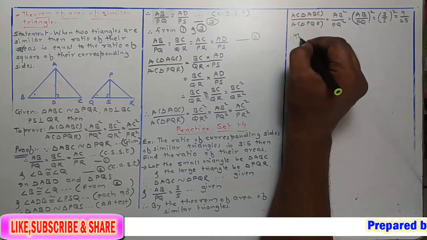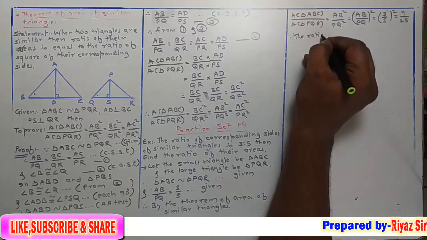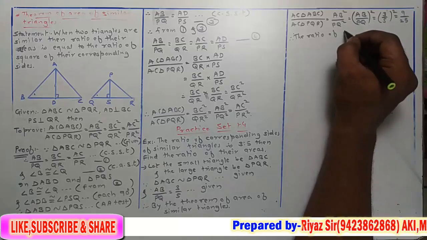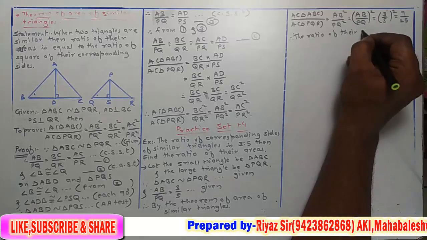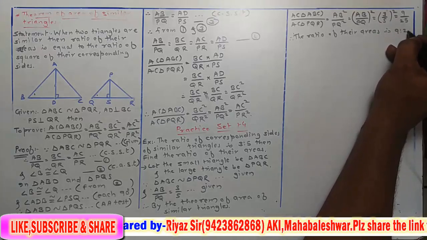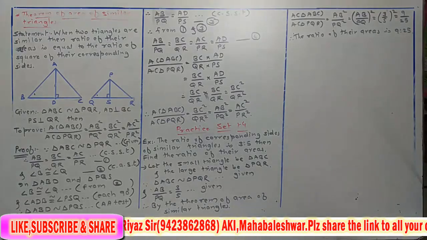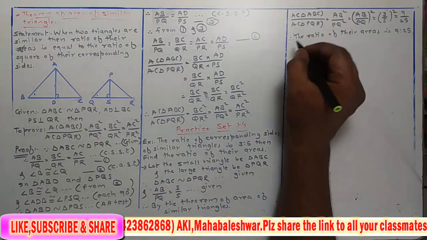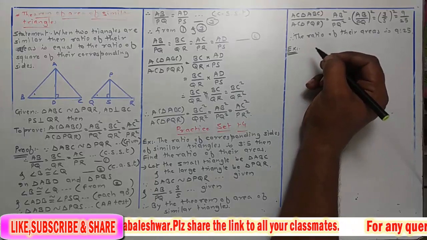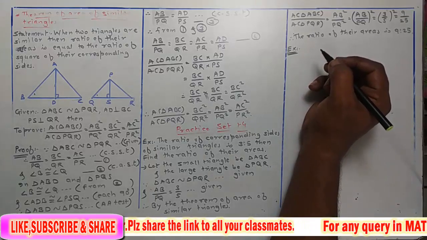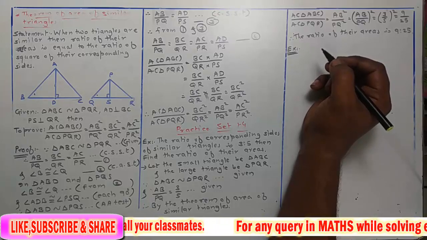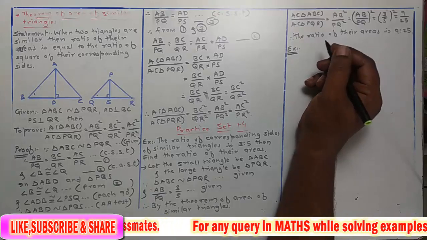and therefore the ratio of their areas is 9:25. Okay, in this way we have to solve this example. Yes, any doubt in this? No? Okay, come to next example. Similarly you have to solve second and third example, same you have to solve here. Okay, we'll take next one.